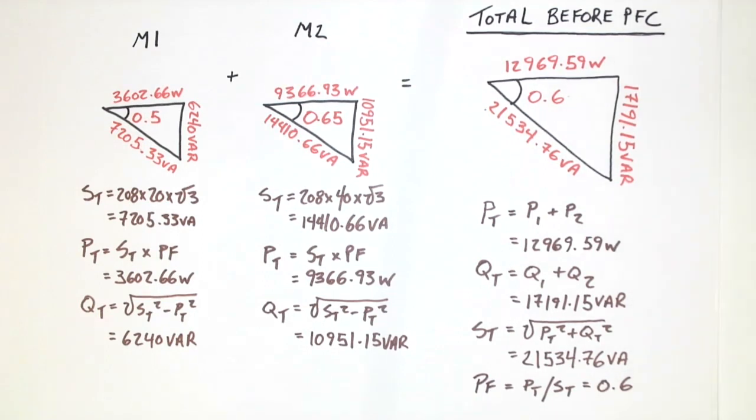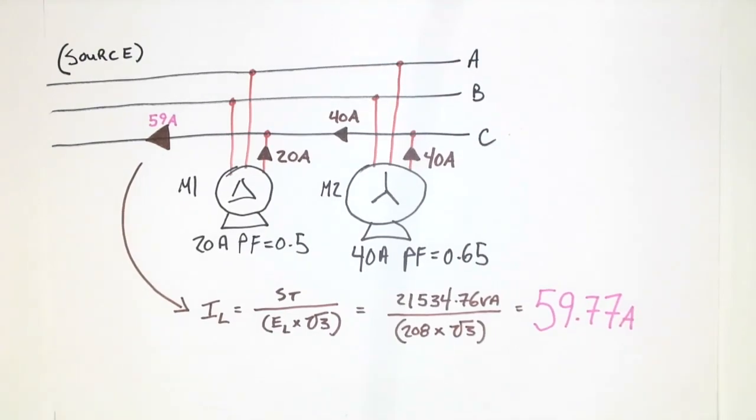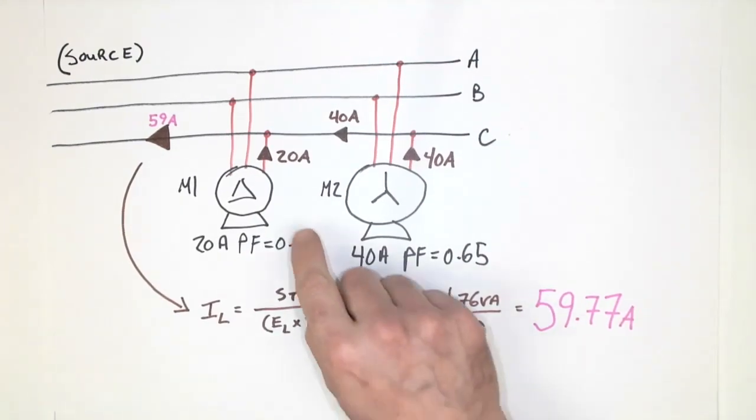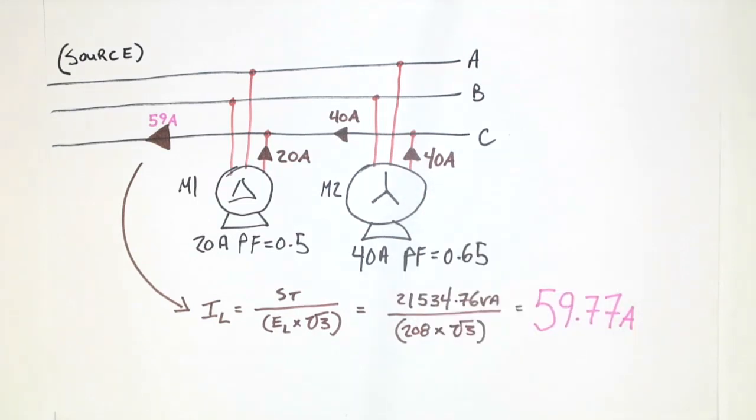Now at times we're going to be asked, well, what was the original current on that system with the original motors? Well, let's take a look and see what the current value would have been. We had two motors. The source was 208 volts, we had 20 amps on motor 1, 40 amps on motor 2, and I've only indicated the current on one of each of the 3 line conductors, and that's simply to simplify visually what we're looking at.